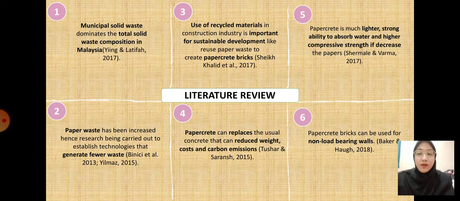The literature review is, first, MSW dominates the total solid waste composition in Malaysia. Second, paper waste has been increasing. Hence, research is being carried out to establish technologies that generate less waste. Third, use of recycled materials in the construction industry is important for sustainable development, like reusing paper waste to create papercrete brick. Fourth, papercrete can replace the usual concrete and reduce weight, cost, and carbon emission. Next, papercrete is much lighter, has strong ability to absorb water, and has higher compressive strength if the paper is decreased. Finally, papercrete brick can be used for non-load bearing walls.